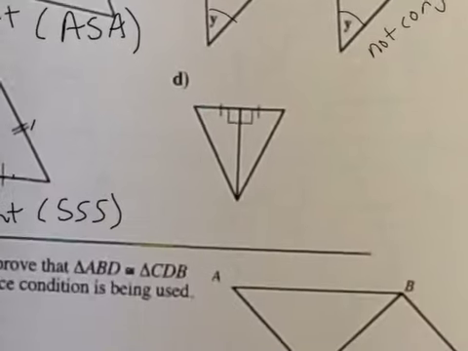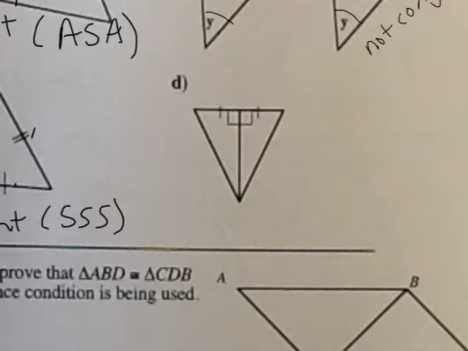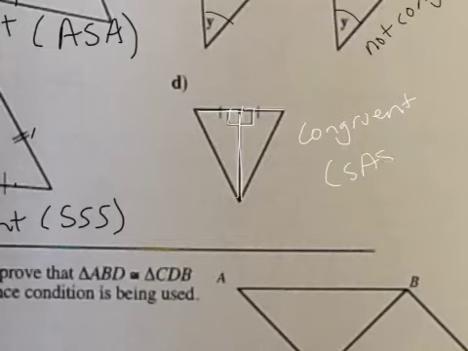All right, and this one, we've got side is congruent with side, angle is congruent with angle, and side is congruent with the same side. So these are congruent, and the condition is side, angle, side.